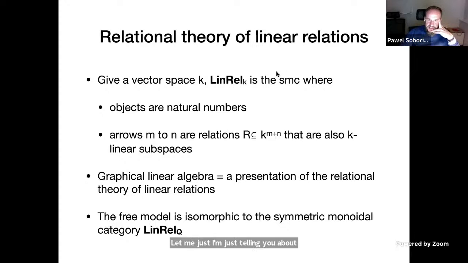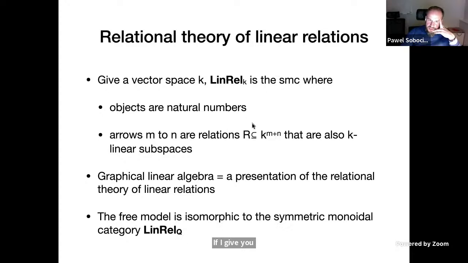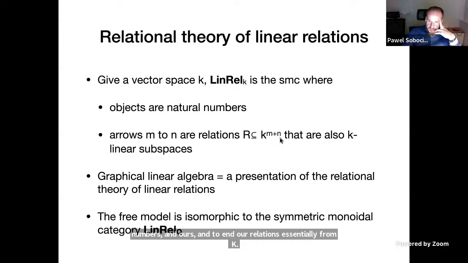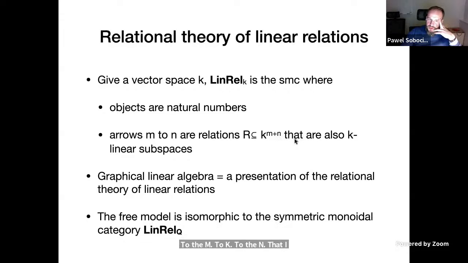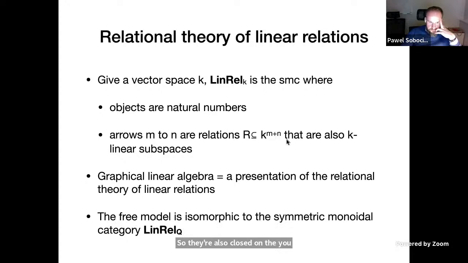If I give you a vector space K, then Rel K is the symmetric monoidal category where objects are natural numbers, and arrows M to N are relations essentially from K^M to K^N that are also K-linear subspaces, right? So they're also closed under addition and scalar multiplication.